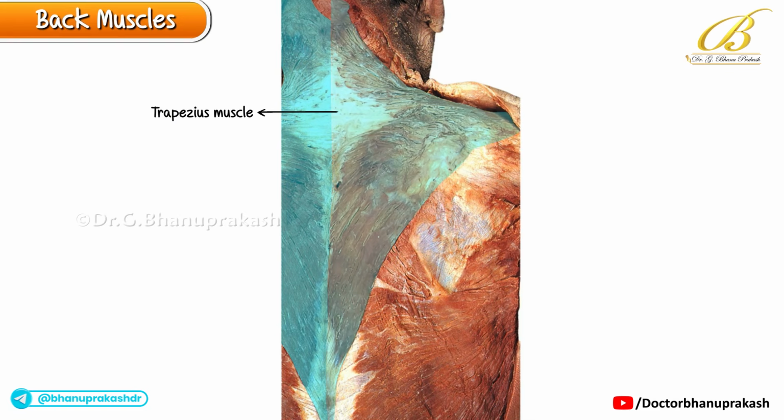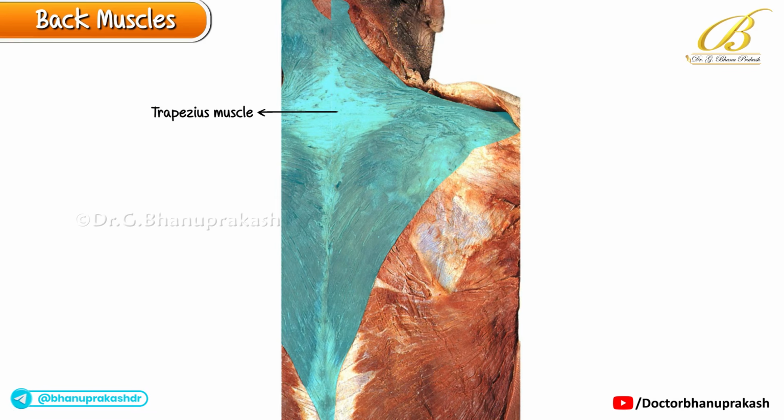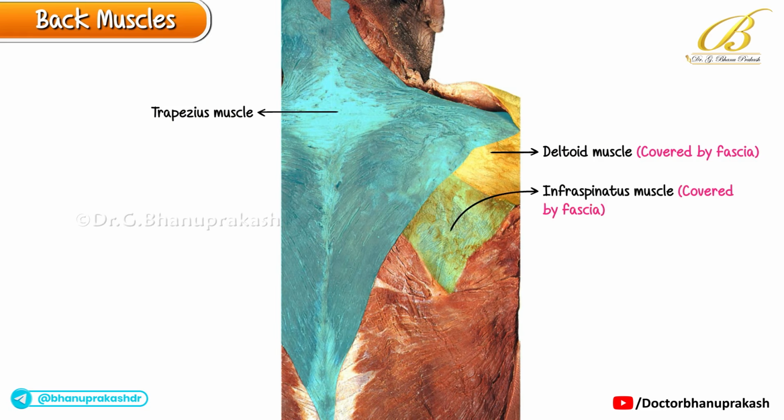You can see the right and left trapezius muscles meeting in the midline, with their upper fibers attaching to the occipital bone. On the lateral side, a portion of the deltoid muscle is visible, covered by its fascia. Below the deltoid and along the lateral border of the trapezius, you can observe the fascia covering the infraspinatus muscle.